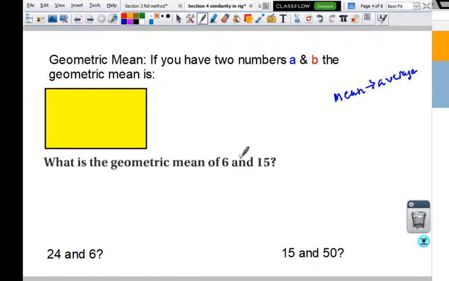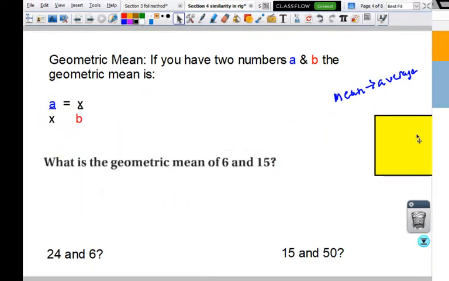So mean is another word for average. So you guys have looked at arithmetic means, I think it is, or possibly algebraic means. I forget the exact thing, but we're going to look at geometric means today. So if I have two numbers, A and B, the geometric mean is A over X equals X over B.